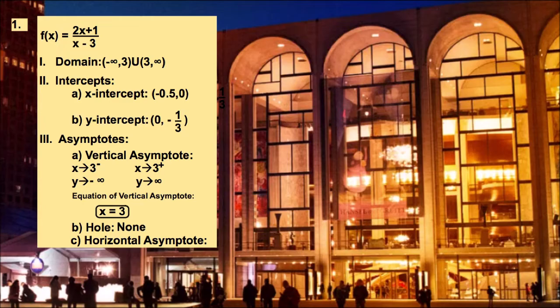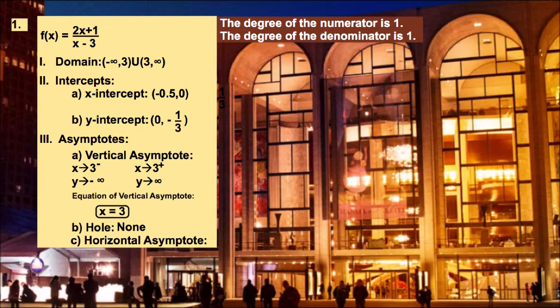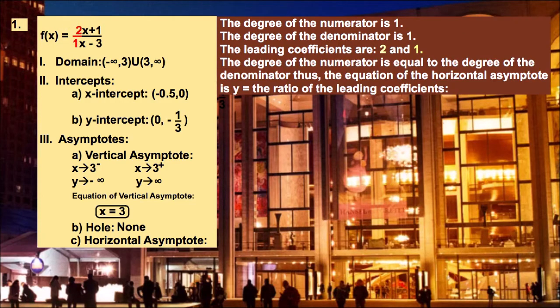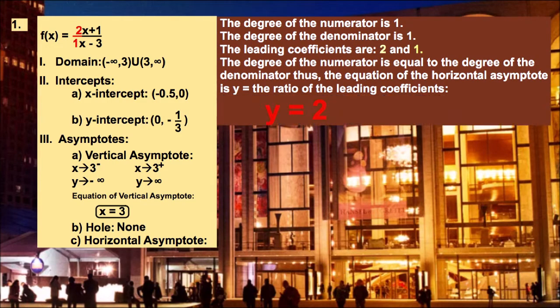Horizontal asymptote. The degree of the numerator is 1. The degree of the denominator is 1. The leading coefficients are, as you see here, 2 and 1. The degree of the numerator is equal to the degree of the denominator. Thus, the equation of the horizontal asymptote is y equals the ratio of the leading coefficients, y equals 2.